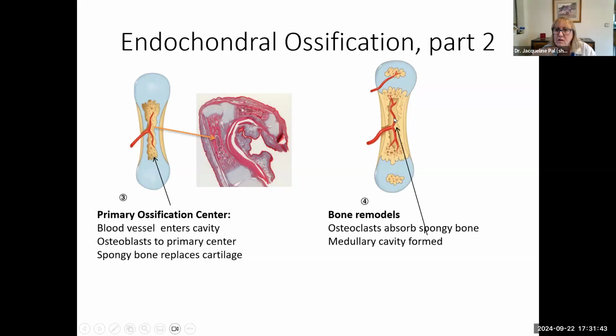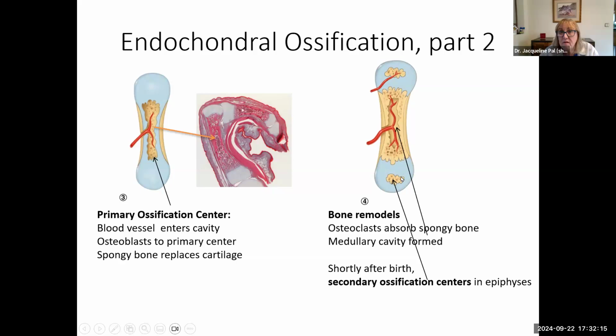And when they absorb the spongy bone, they're going to make a medullary cavity. Now, does that term sound familiar? It should, because we already learned about the medullary cavity in the diaphysis of a long bone. And that's exactly what I'm showing here. Do you remember what filled up the medullary cavity? Hope you do. Okay. And that's what happens until you're born. We're going to have more remodeling. We're going to form compact bone here on the outside. But then right around birth, in the two epiphyses, we're going to have secondary ossification centers form in each epiphysis.